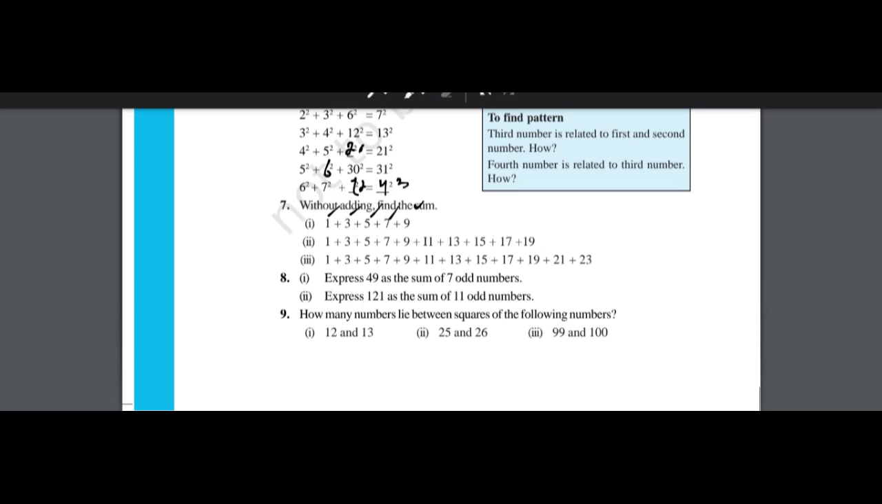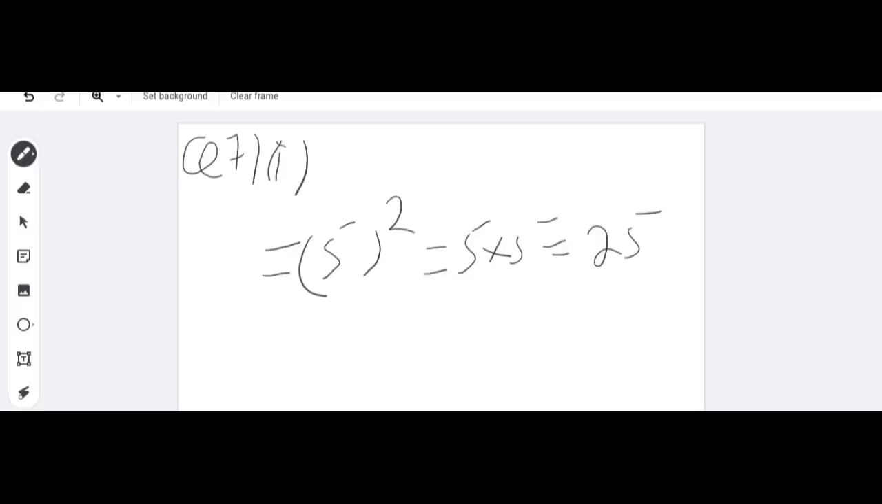We have 10, then we have to make the square. The answer is 100. Very good. Then the answer is 100. What do you think about the third one? One minute.